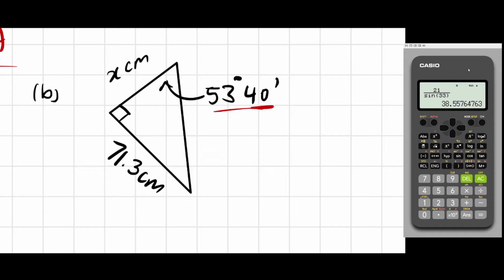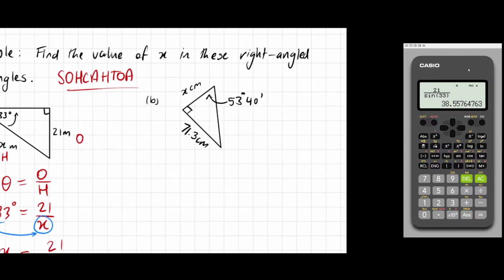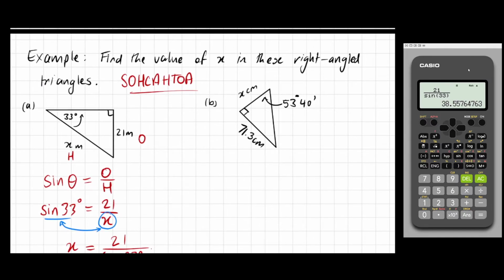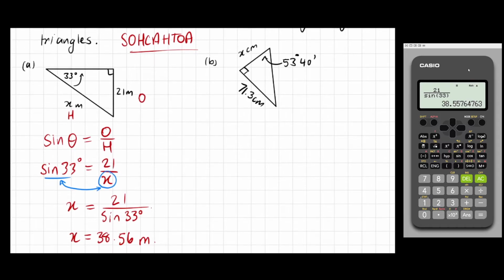So 40 minutes in this case, if I was to round this to the nearest degree as it stands right now, 53 degrees and 40 minutes would round up to 54 degrees because 40 minutes is closer to 60 minutes than it is to 0. So just keep that in mind when we're doing this one. But nonetheless, we still do it the exact same way. So let's substitute some values in.